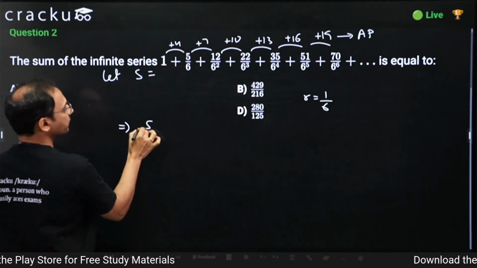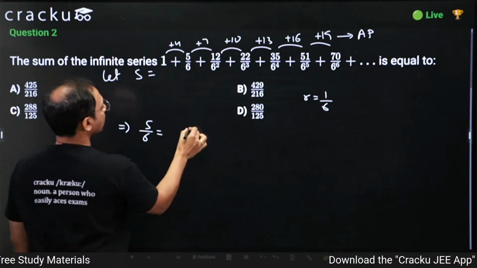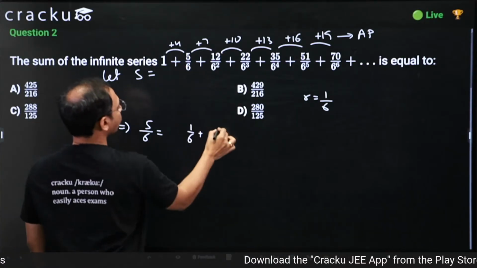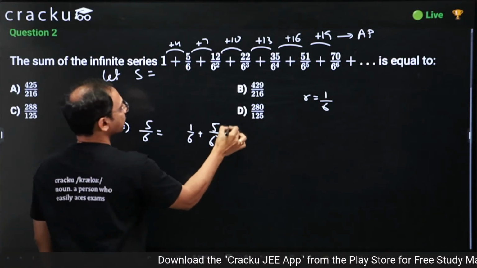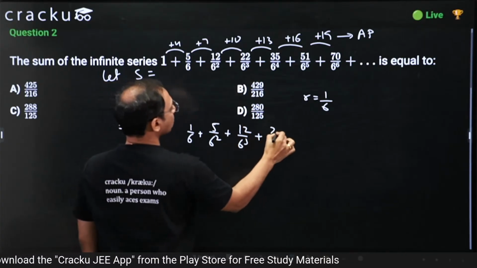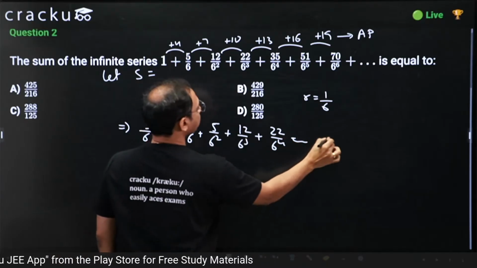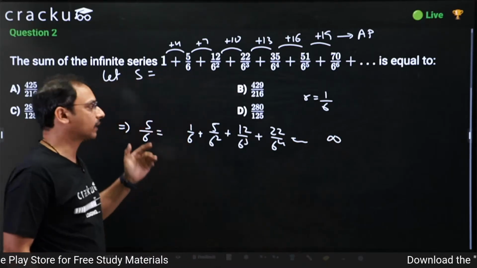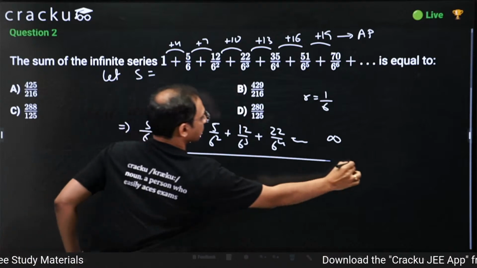I will get S by 6 is equal to, this 1 will become 1 by 6. 5 will become 5 by 6 square. 12 will become 12 by 6 cube. 22 by 6 cube will become 22 by 6 power 4. And so on. So this is what we get. Now you subtract these two equations.